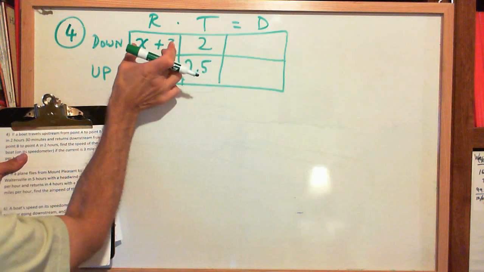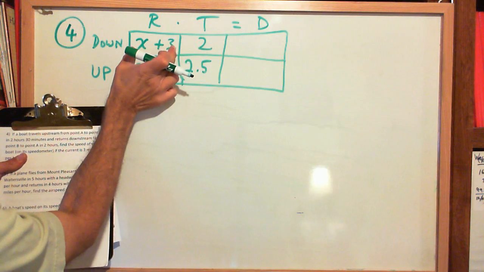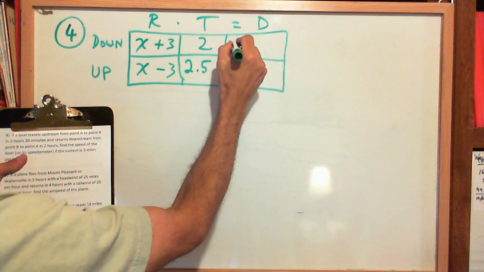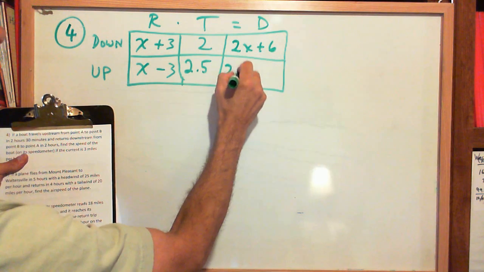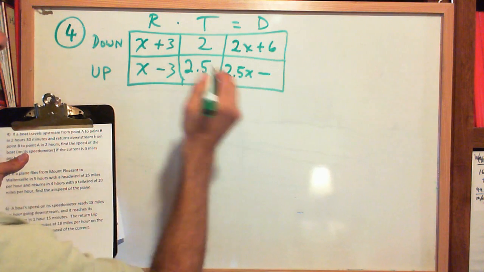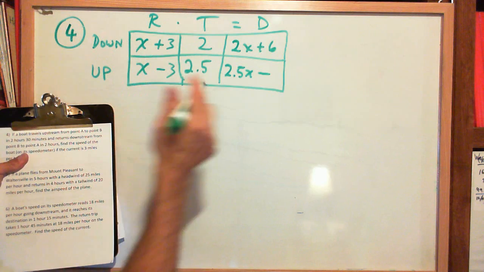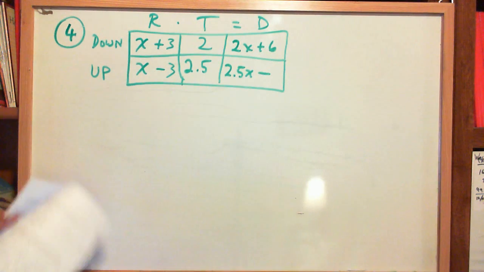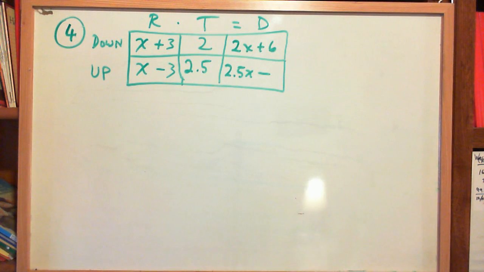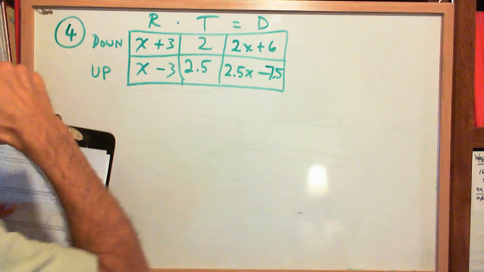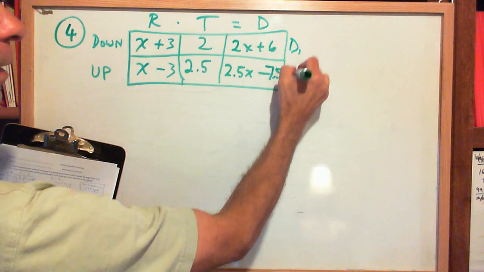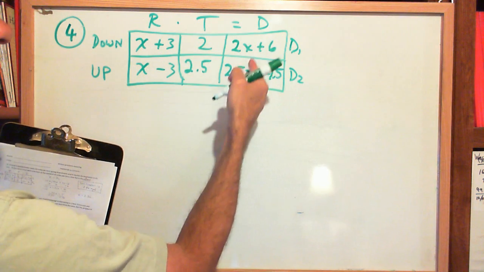This one is just found by multiplying this times this. So that's 2x plus 6, and 2.5x minus 7.5, I believe. Just to be sure, so I don't have to get my calculator. 7.5. Okay, so now that's my D1, that's my D2, this equals this.